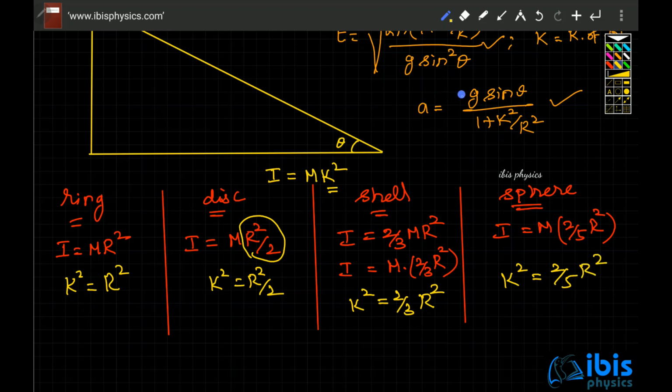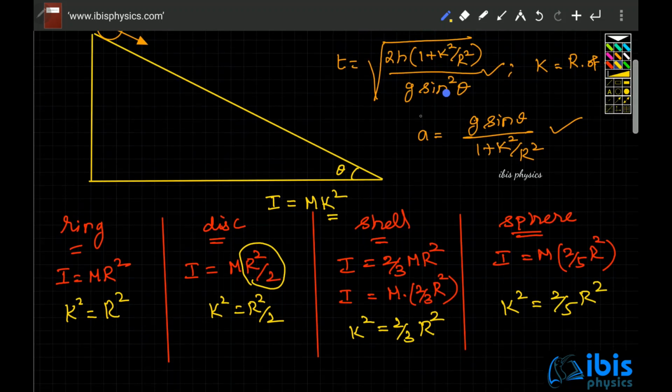Then in this case, we already know that time is equal to this much. The one which has the least k square will have the least time. The one which has the most k square will have more time. So here k square is r square, this is r square by 2. So the disc comes faster than the ring. But more than this, 2 by 3 r square. This is 0.5 r square, and this one is 2 by 3 r square.